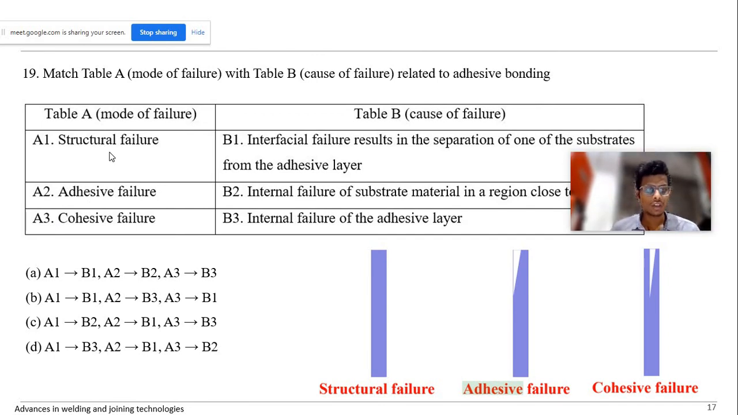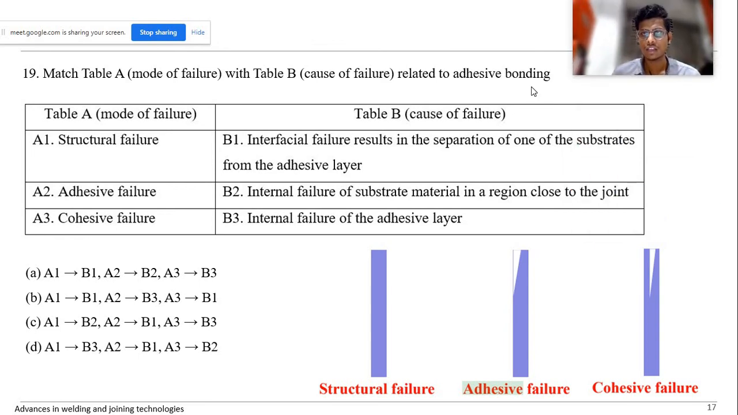Okay, next question. Last 2 questions are there. Match the following: adhesive bonding, as sir discussed in the class. In adhesive bonding, we need to match the mode of failure with the cause of failure. First of all, adhesive and cohesive. Even in your casting you would have studied. Adhesive means joining of one material to another material. That is adhesive property. Cohesive means in a given material itself how the bonds are joined.